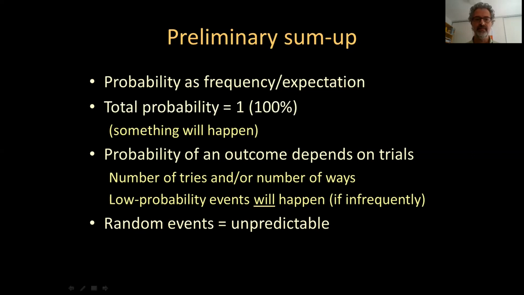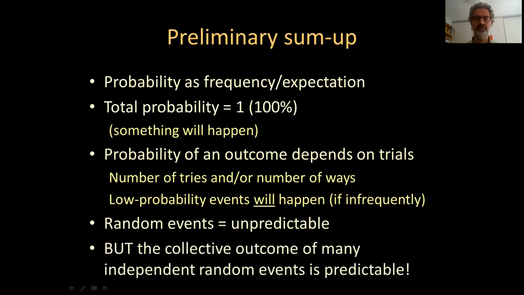A random event is an unpredictable event. Indeed, that's what random means. It means you cannot predict what will happen. However, if you have lots of independent random events, then you can predict what will happen collectively, even though you cannot predict what will happen with each one of them. So these are the most important lessons that you should keep in mind as we go on to discuss more about probability later in this course.